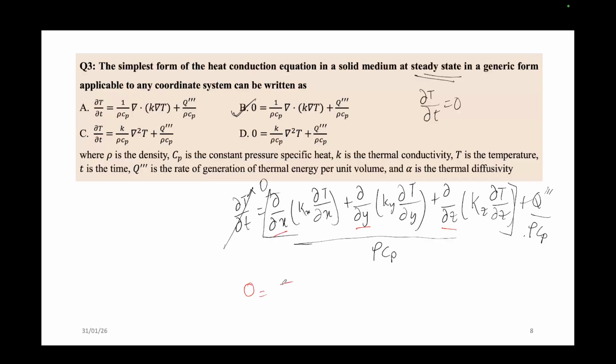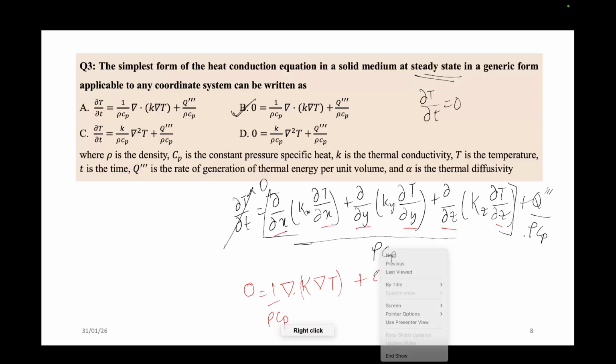So I can write 0 equal to del dot k del T. I can write k, or again this is your del term. So k del T. Okay, so that is the equation written. If the k is constant, it will come out and it will become del square T, right? So that's why this equation is looking like this format.